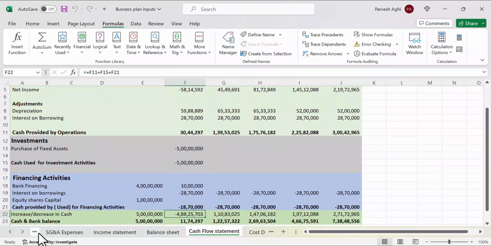Net cash from operations plus, if you just take the formula here, this is basically all the 3: cash provided by operations, cash used for investment activities, cash provided or used for financing activities. फाइनेंसिंग एक्टिविटी में पैसा लग गया, पैसा जो था इन्वेस्टिंग में लग गया, कुछ पैसा ऑपरेशन से आया, तो ओवरऑल आपका 4,88,00,000 has flown out of the business. So that means your cash balance is 11,74,000.